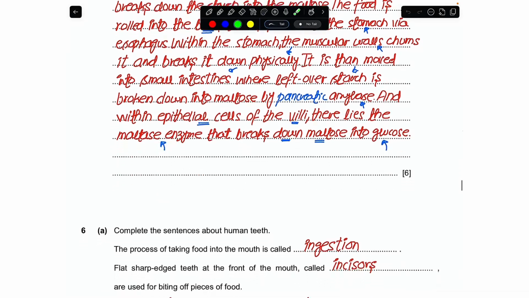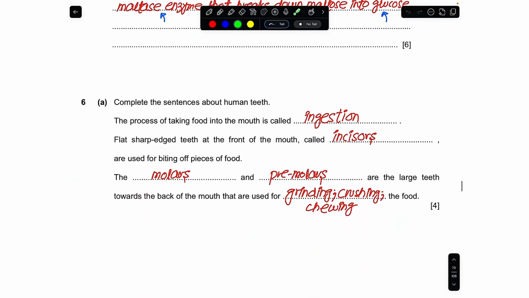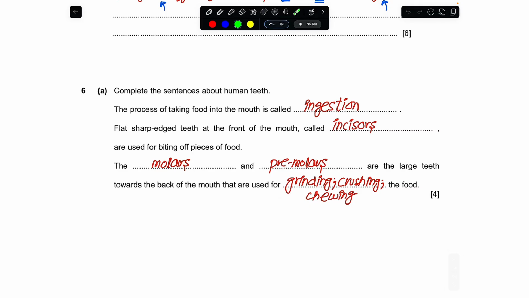Now, glucose is something that we get from the starch and we can take it into the blood. So the same paper, and if we come toward question number 6, it was relative to the functionality of the teeth and the villus. We are required to complete the sentence relative to the human teeth. They say the process of taking food into the mouth is called dash, and we know this is ingestion. The flat, sharp edged teeth at the front of the mouth, we know they are the incisors, and they are used for biting off pieces of the food.